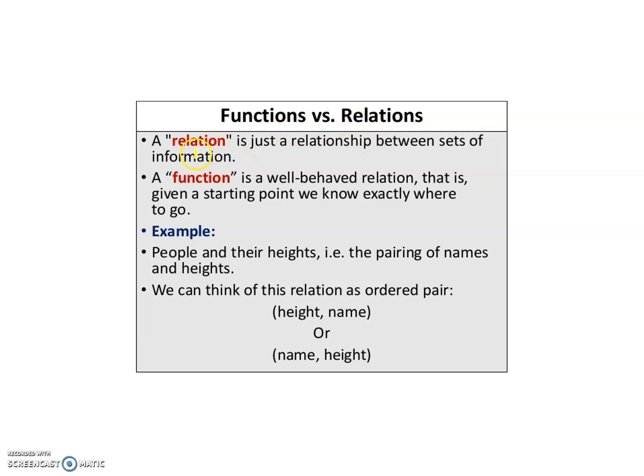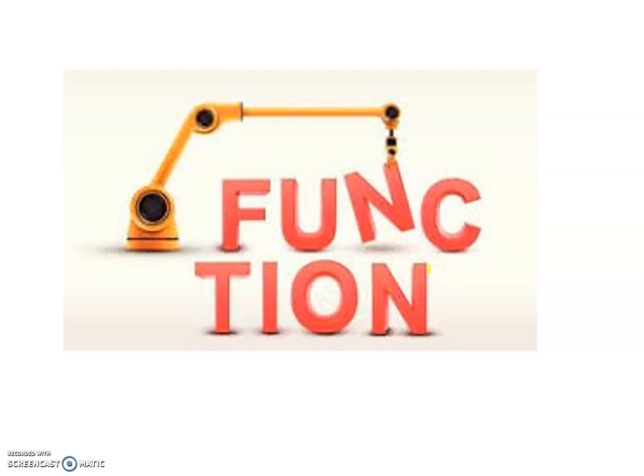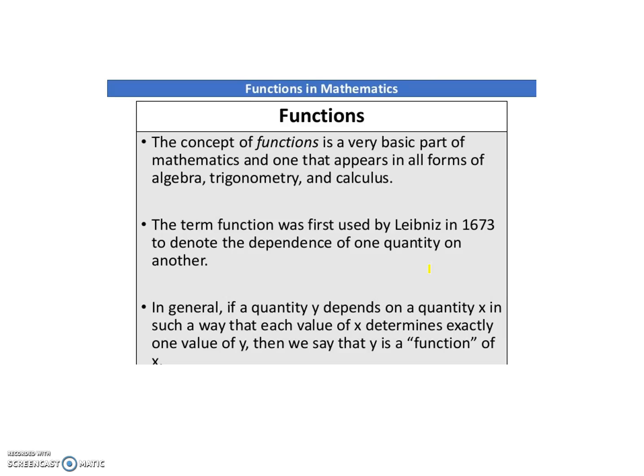Function versus relation. A relation is just a relationship between sets of information. A function is a well-behaved relation: given a starting point, we know exactly where to go. For example, people and their heights is a pairing of names and heights. We think of this relation as an ordered pair, height comma name or name comma height. That's why we have to better understand function and relation using this point. Always verify that the domain, the x value, is always fixed and the y value varies. That's why it is called a range.